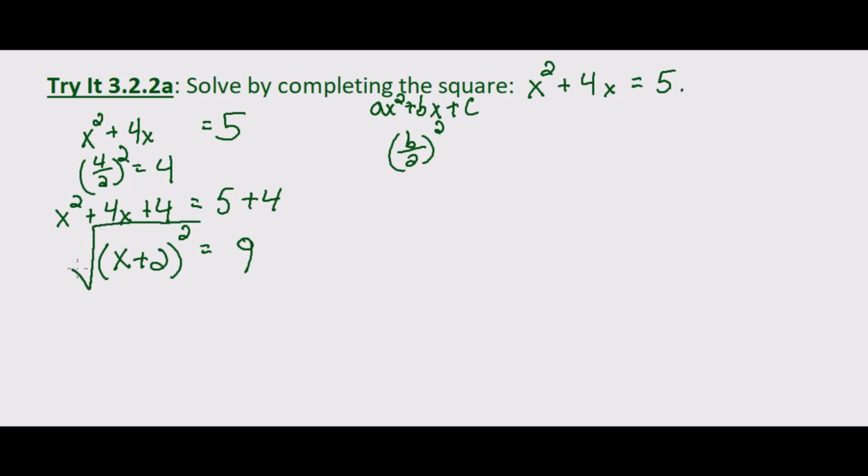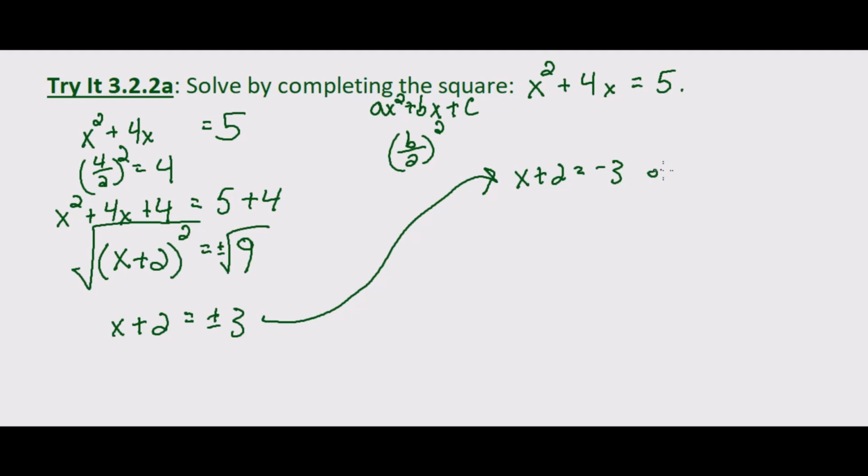Now we take the square root of both sides. Remember, we have plus or minus on the right-hand side. So now we have x plus 2 equals plus or minus 3. We'll go ahead and write that out as two separate options. So x plus 2 equals negative 3, or x plus 2 equals 3. We could have written x equals negative 2 plus or minus 3, but I wrote it out like this to recognize that it's the same thing.